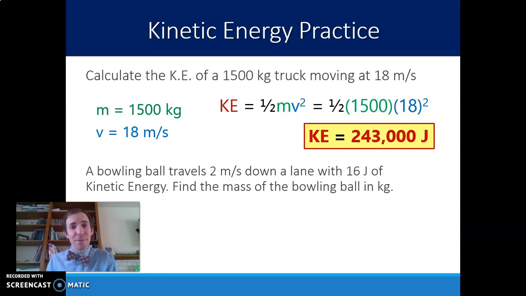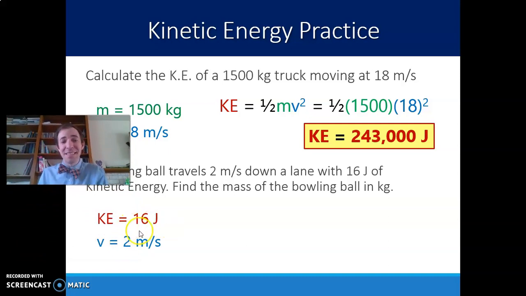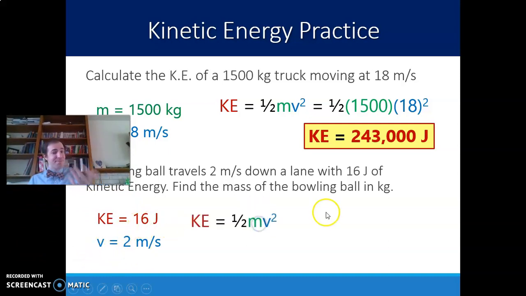All right, now that you have had an opportunity to try that, let's look at the numbers here. Kinetic energy is 16 joules. The velocity is 2 meters per second. Again, kinetic energy is 1/2 mass times velocity squared.